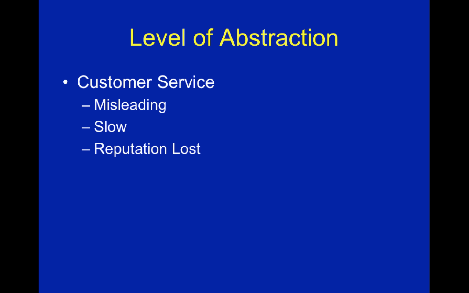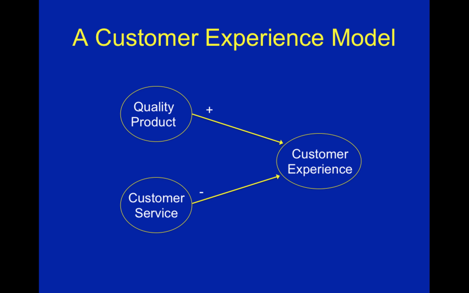So we got the higher order is poor customer service, right? And what we see with this, there's like three lower order concepts in there. It's misleading, it's slow, we might even have frustrating in there, maybe that's what the 30 phone calls is, it's frustrating, and reputation lost, meaning we used to be good and now we're not.